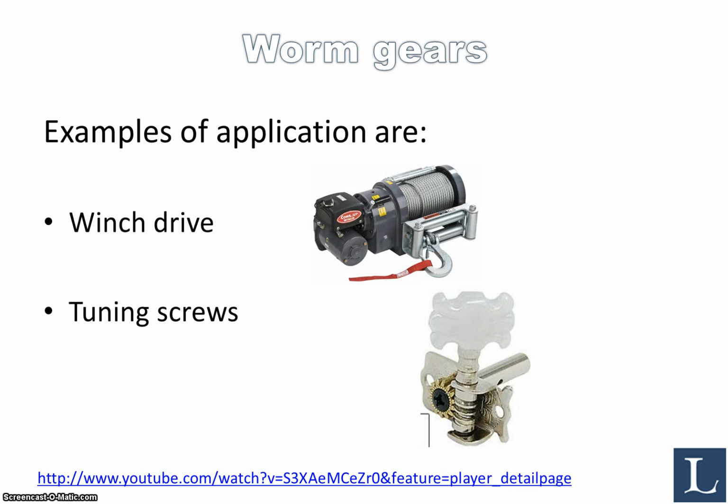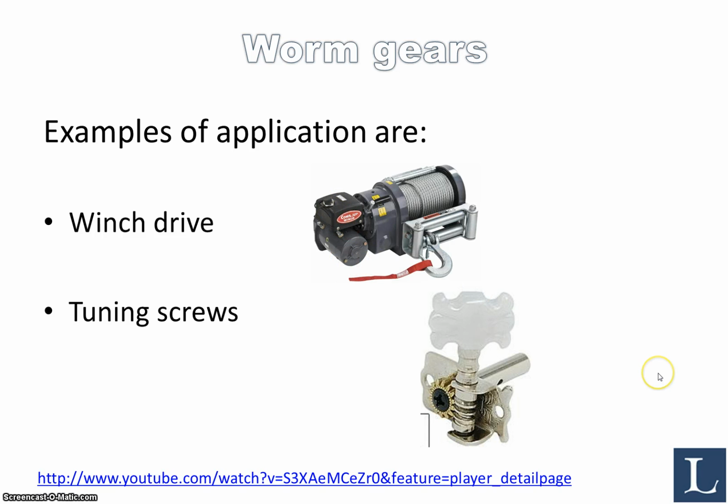Typical applications where you may find worm gears are winch drives, like the one shown right here. The worm gear is positioned on the side here, and then you have your winch system right here. One of the benefits here would be that you have the self-locking ability of the gear, and it also offers high gear ratios. You can have a smaller motor, for instance, driving the winch.